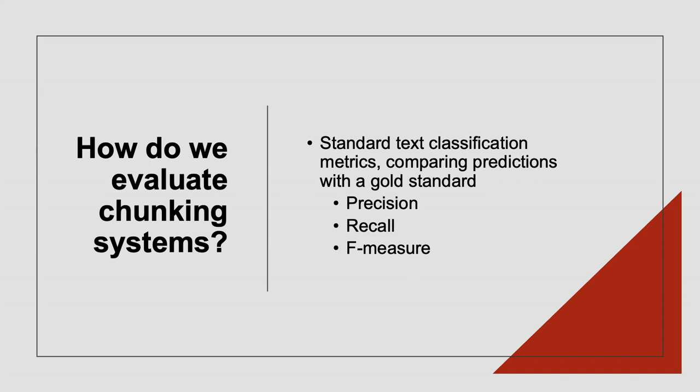Finally, to evaluate chunking systems, we just use our standard text classification metrics: precision, recall, and F-measure. Overall, chunking is a nice, well-established way to perform partial parsing when you don't need a full hierarchical parse tree.